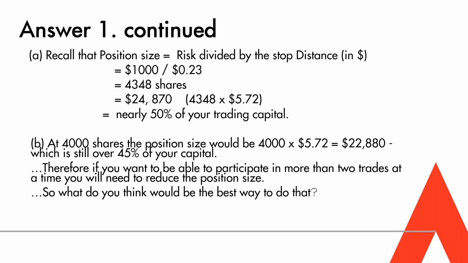and an outlay of $24,870. So that's what's going to cost you to buy these shares. So if you multiply the price you're buying the shares at, so $5.72, by the number of shares you want to buy, 4,348, we're outlaying $24,870. So that's nearly 50% of our $50,000 trading account. So we're suddenly outlaying a lot, way too much money here.